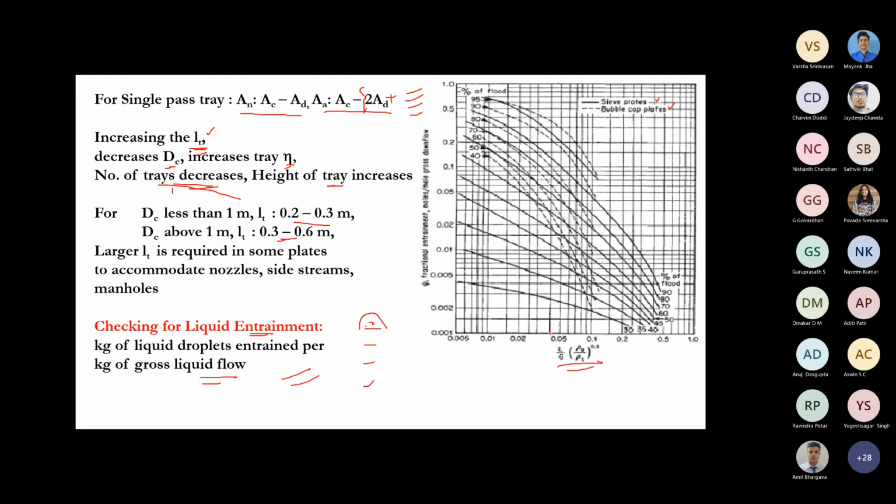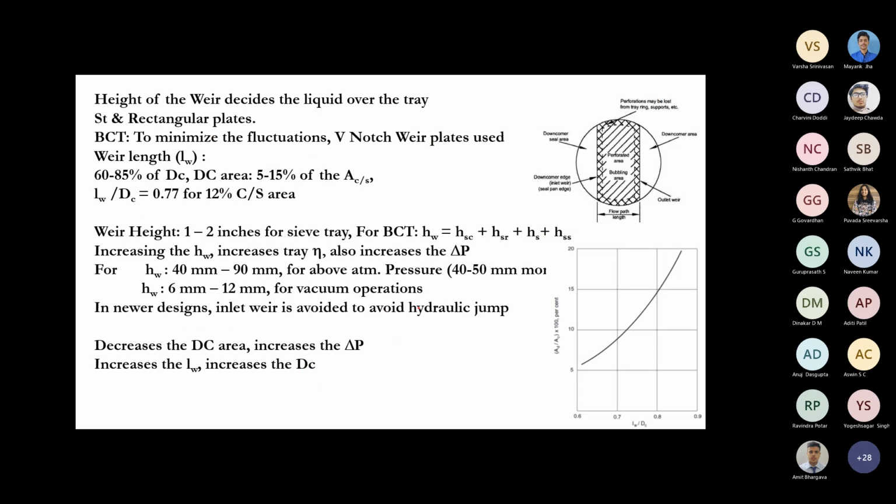So calculate L by G, then fix whether it is a sieve tray or bubble cap tray, then fix the percentage of flooding at 90%. Then you can read off the value. Normally this value will be less than 0.1. That's the condition. The fraction is 0.1 kg per kg of liquid flow, you can say, or moles per moles of liquid flow. Both are the same. Once this entrainment has been checked, then we have to do the design of the trial plate.